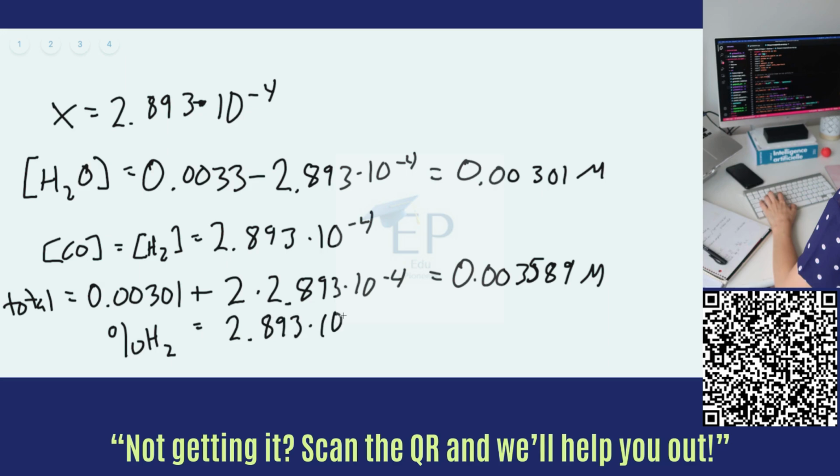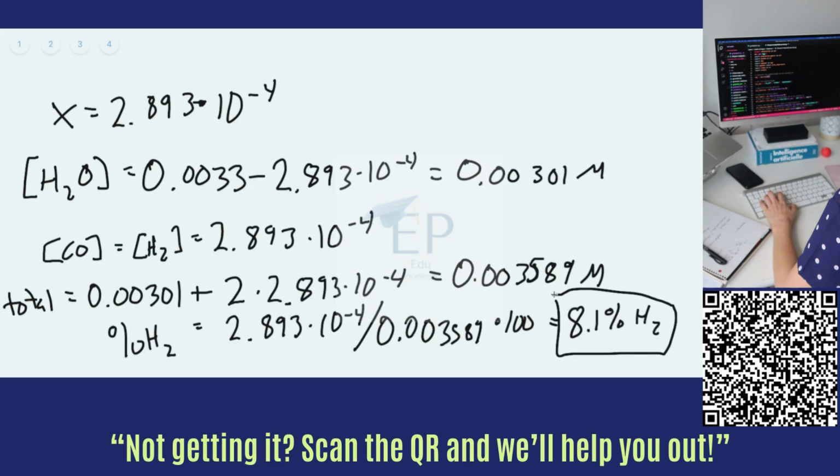And so now if we want to find percent H2, we just take our 2.893 times 10 to the minus fourth, which is our H2, divide that by our total, and multiply by 100, and we find out that we have 8.1% H2, and that is our final answer.